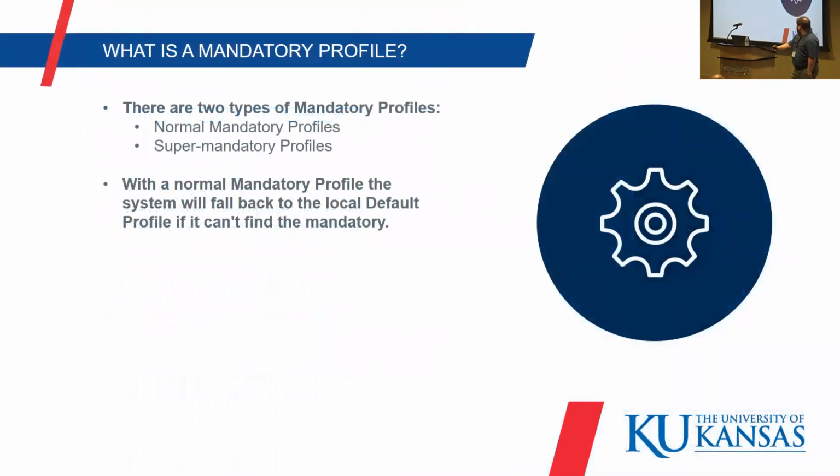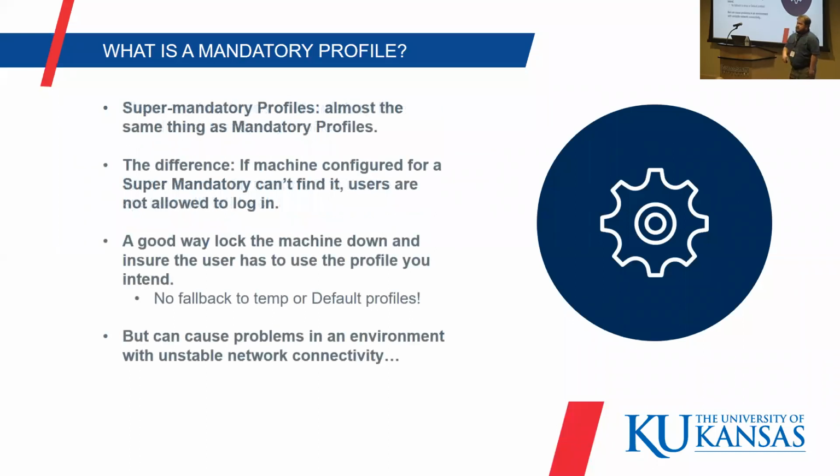There are two types of mandatory profiles. You've got normal mandatory profiles and super mandatory profiles. With a normal mandatory profile, if for whatever reason the computer cannot reach wherever you're keeping that mandatory profile, it will fall back to the default profile of the machine. Super mandatory profiles are almost the same thing, except if you can't reach that stored copy of the mandatory profile, the user is not allowed to log on. That's great if you want to keep users from being able to fall back to default or temp profiles, but if you have a lab environment that doesn't have rock steady network connectivity, you're going to set yourself up for headaches.